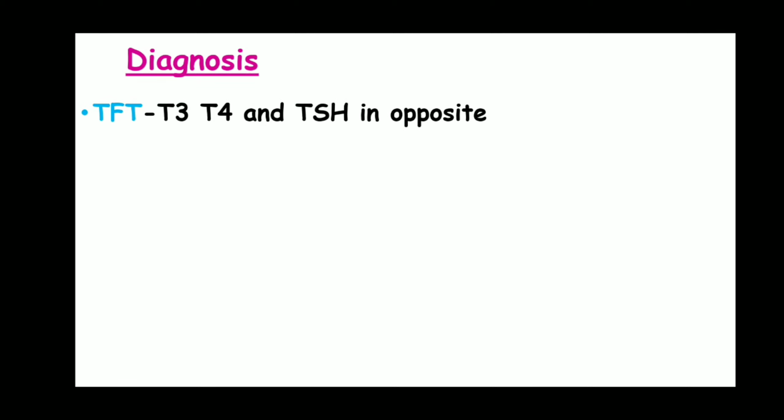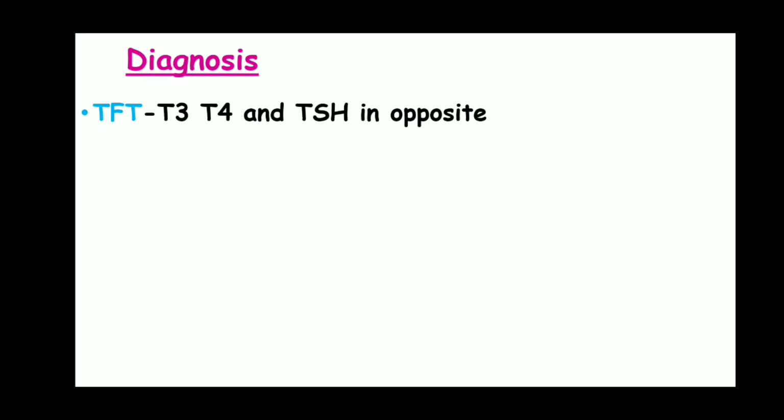Next is diagnosis. Mainly we will be doing TFT, thyroid function test. Don't look only at the TSH; you should see the T3, T4. If T3, T4 are low, it is hypothyroidism. If T3, T4 are high, it is hyperthyroidism. And TSH and T3, T4 should be inversely related. If T3, T4 is low, TSH has to be high. If T3, T4 is high, TSH has to be low. That should be the normal scenario.